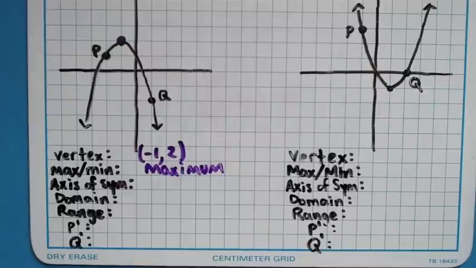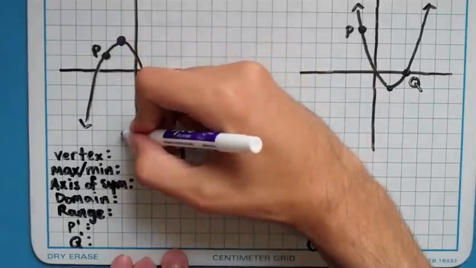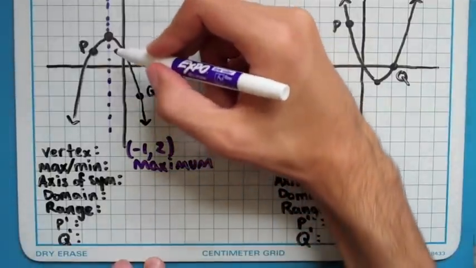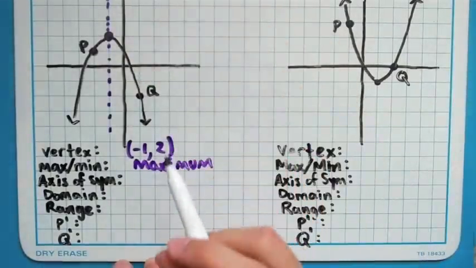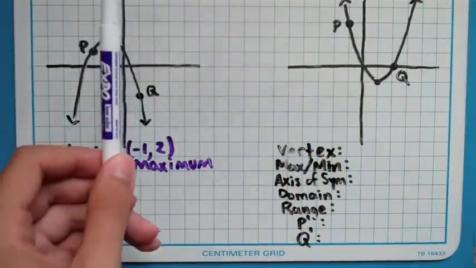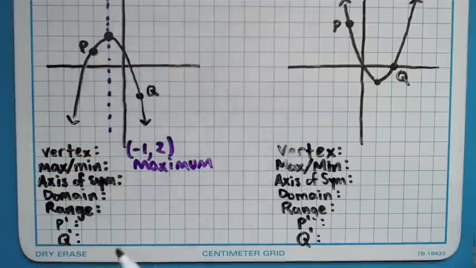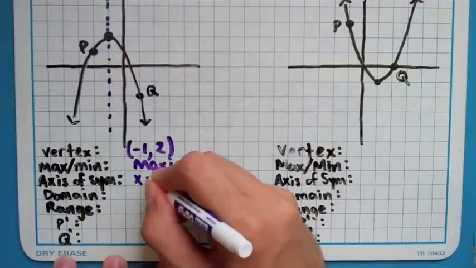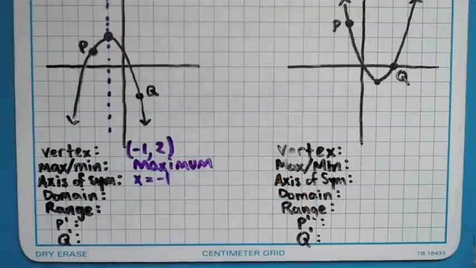The axis of symmetry, remember, that's the line that slices your graph in half. And if I drew in a line right here, the axis of symmetry will always chop through your vertex. And as you recall, it's a vertical line. Vertical lines are x equals number. And in this case, my axis of symmetry is at -1. So my axis of symmetry, x equals -1, the line that chops it in half.